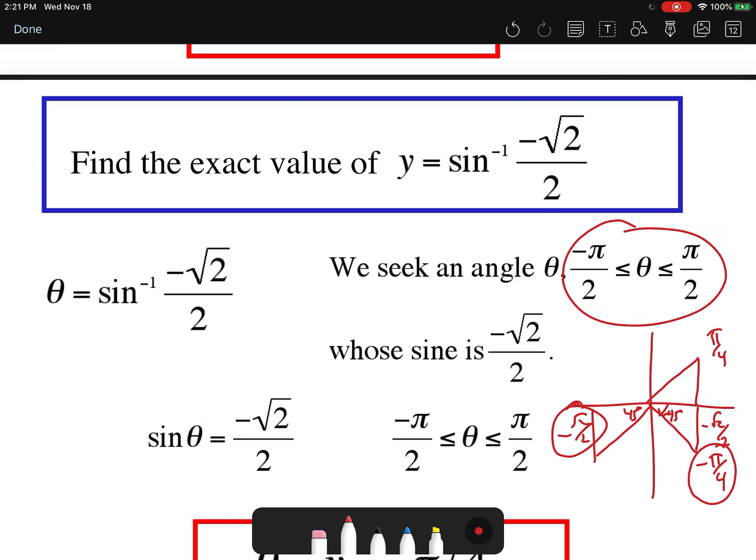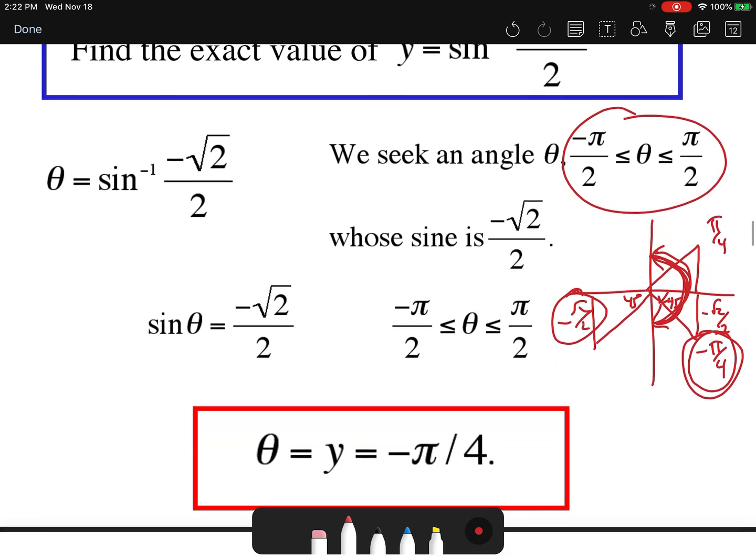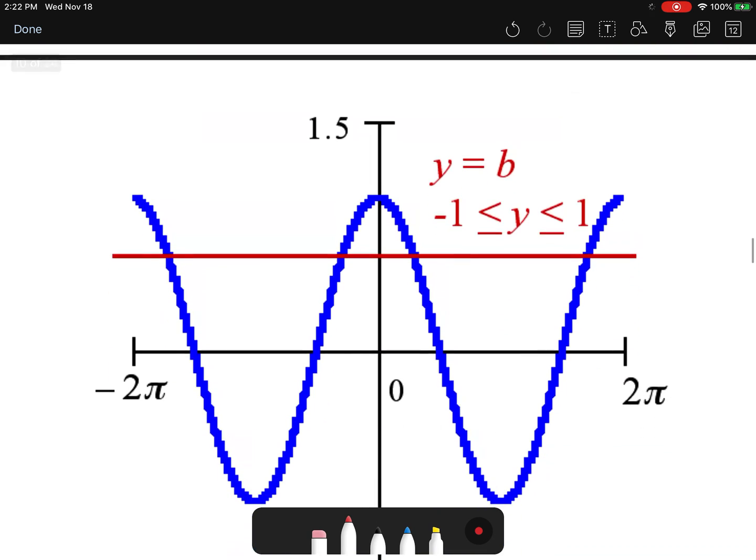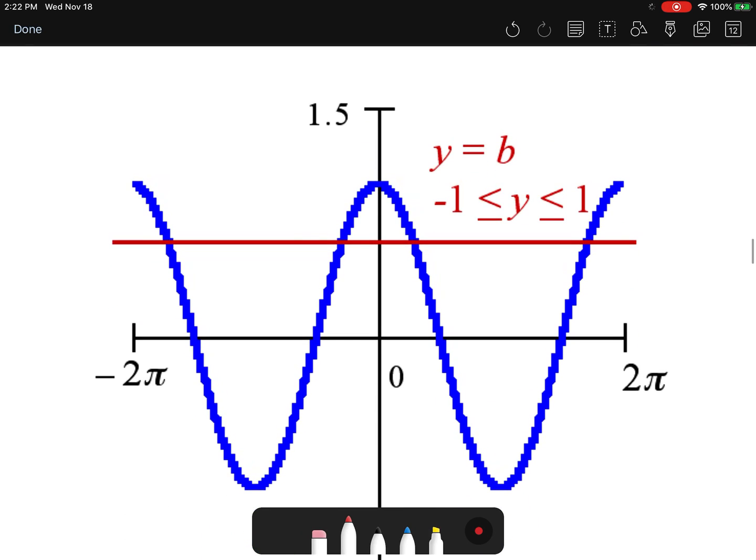But whoa, Mr. Thamer, what about this one? Well, that is not in our domain, because our domain only works in the first and fourth quadrants. That's it. So the inverse sine of negative radical 2 over 2 is simply negative pi over 4. All right? I'm going to go ahead and do inverse cosine and inverse tangent, and then we'll do some problems. I think that'll help you understand it a little bit better.